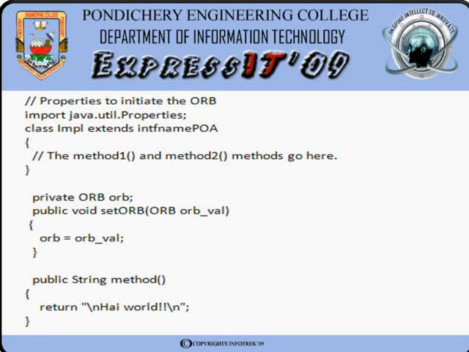java.util.Properties is a package we need to initiate the ORB. We define the servant object class outside the servant.java class. We create a private variable ORB. This value is used to invoke methods. We declare and implement the required methods.